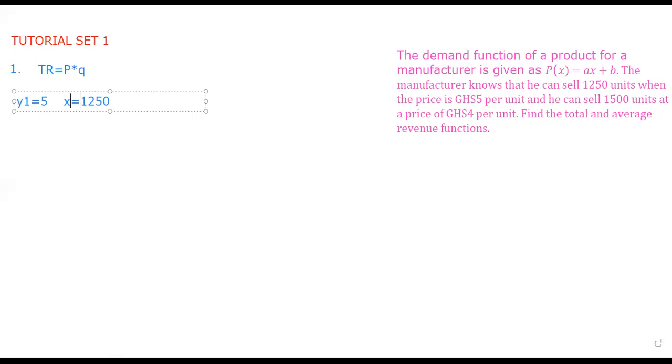Then Y2. It says he can sell 1,500 units at a price of 4. So Y2 is 4, and then X2 is 1,500. So having this, we can develop the price function, applying the slope of a line. So the slope of a line is Y is equal to MX plus C. So we have to find the M and the C.